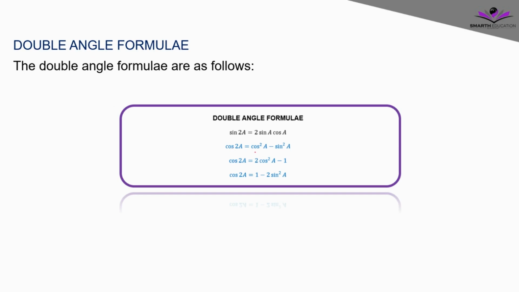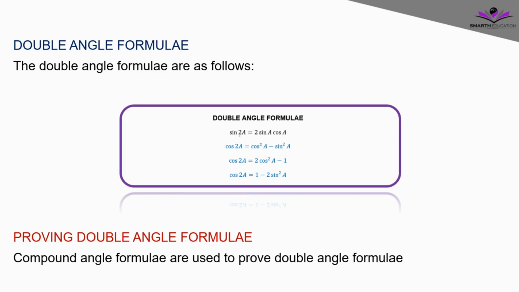So cos 2a is equal to cos squared a minus sine squared a. Then cos 2a is equal to 2 cos squared a minus 1. Or cos 2a is equal to 1 minus 2 sine squared a. So what can we use to prove the double angle formulae? We can use the compound angles.